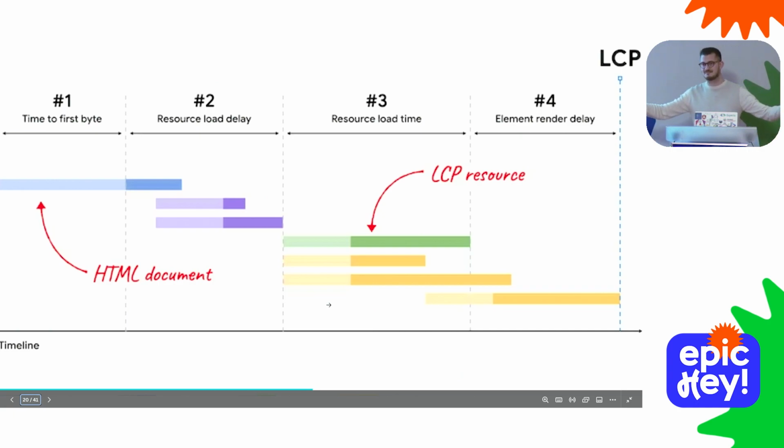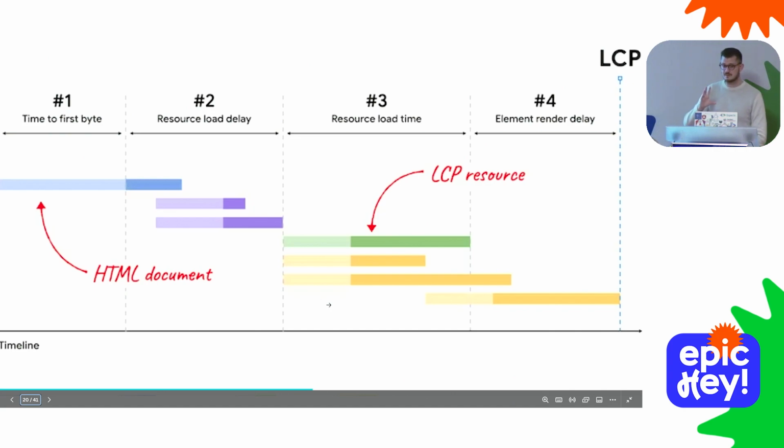So it's a long time, to be honest. So if you want to improve the LCP, don't improve just one small problem. We have to improve all the problems. So we have to improve resource load delay, resource load time, and element render delay. Time to first byte is on the backend side, so no problem. Element render delay is purely JavaScript. Okay, so the tips I will give you are just for resource load delay and resource load time, because if you improve those, finally, you have an impact on the element render delay.